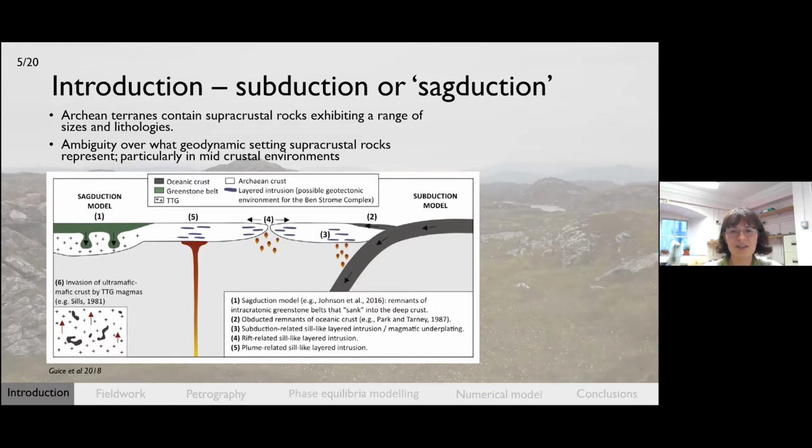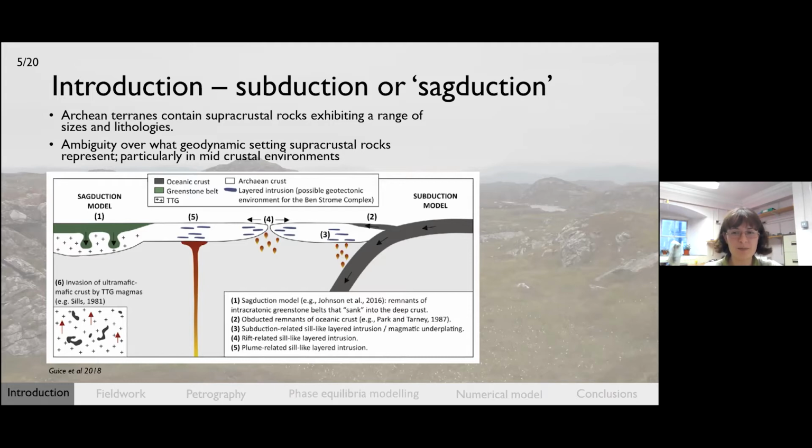While we don't see high-pressure, low-temperature blueschists or eclogites in Archean rocks, which would provide clear evidence of modern subduction-style processes, we do see rocks in most Archean areas that have been interpreted as moving from the surface or a shallower structural level to depth. The presence of these rocks suggests some process has juxtaposed shallower and deeper rocks. This figure here shows some of the ways these juxtapositions could be generated, ranging from uniformitarian subduction on the right to non-uniformitarian sagduction on the left.